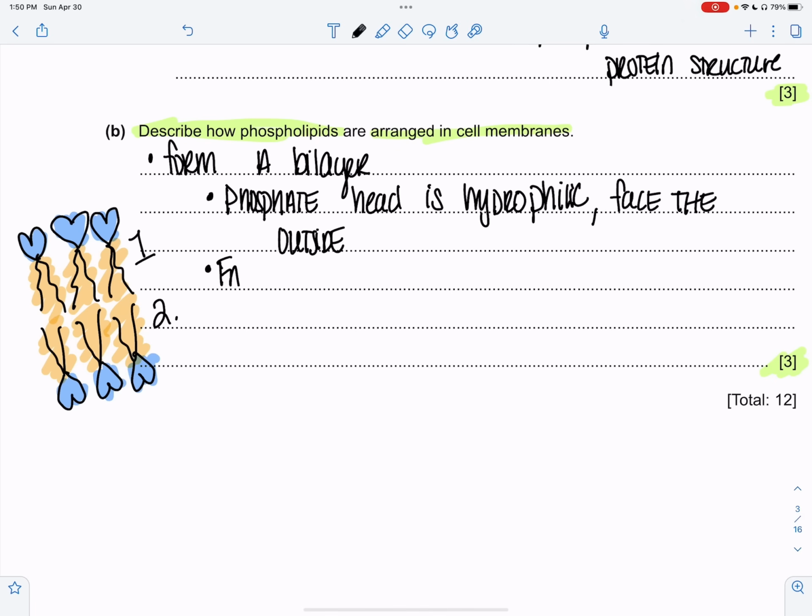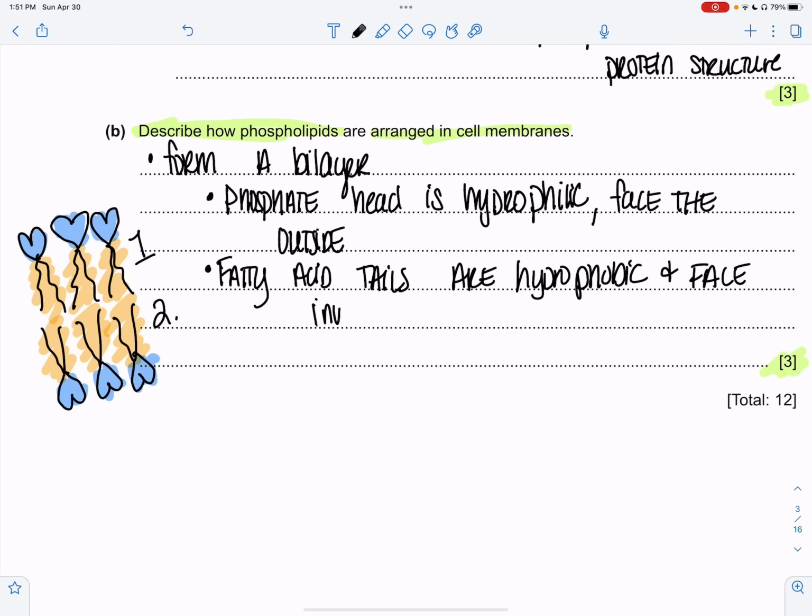And then we have fatty acid tails. They are hydrophobic. They do not bond with water or any other polar charged molecules. And they face inwards. And if you don't want to say hydrophobic, you could say that they're nonpolar. Same here, we could say that the phosphate heads are polar.